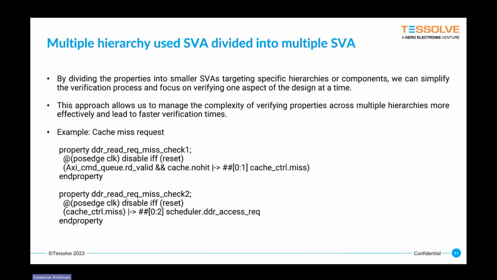The second checker, this DDR read request miss check 2, checks only when this miss request 1 is asserted. Within 2 clock cycles, the scheduler should schedule the DDR memory access request. So this way, by dividing the property into properties like this, we can easily verify the scenarios with less runtime in formal, and this leads us to faster verification.